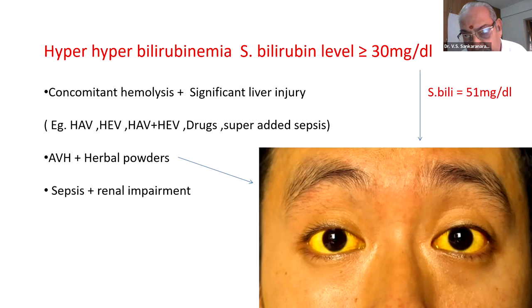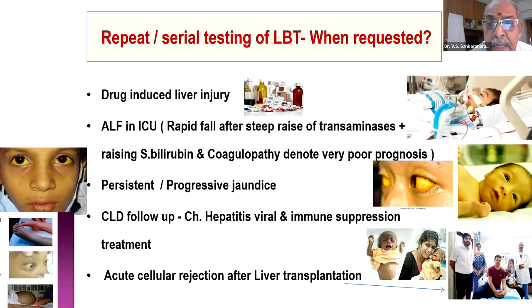We do ask for repeated liver chemistry tests in conditions like drug-induced liver disease monitoring, acute liver cell failure in ICU, persistent progressive jaundice, and of course chronic liver disease follow-up, and acute liver cell function in post-transplant patients. We do see repeated tests.